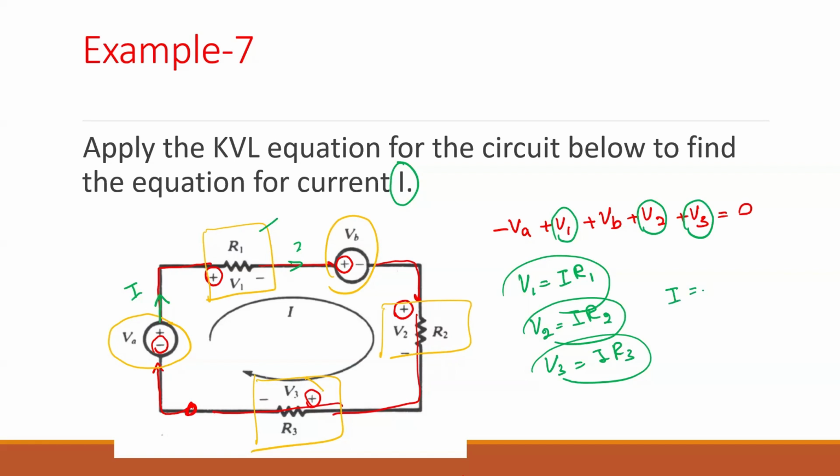So what do you get? I'll give you few minutes. It's not electrical, it's maths. Just substitute the V1, V2, and V3 and make the I the subject and find me something for I in terms of VA, VB, and R1, R2, R3.